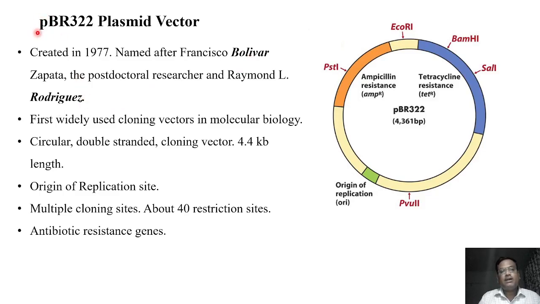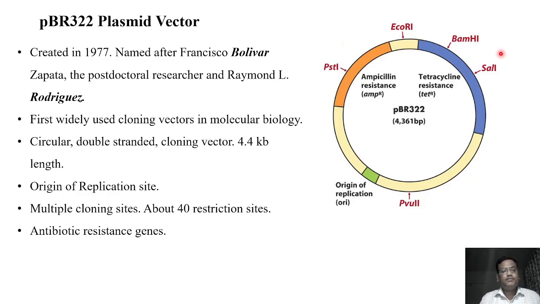So that's why it is called PBR. P means plasmid, B refers to Bolivar, and R refers to Rodriguez, because they created it. So that name is given: PBR322. It was the first widely used cloning vector in molecular biology.